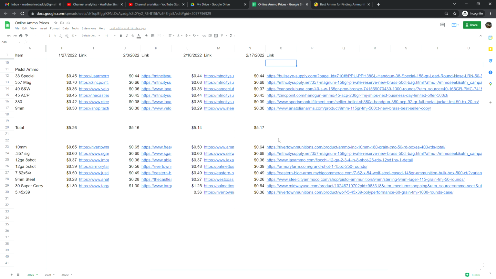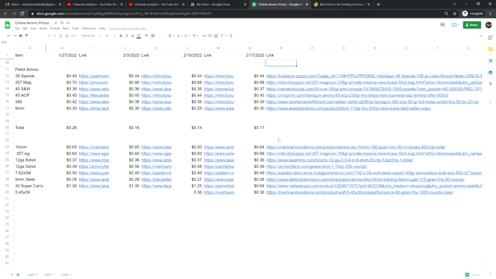10mm is at 64 cents a shot. That is up 14 cents from last week. 357 SIG is at 68 cents a shot. 12 gauge 8 shot is at 36 cents a shot. 12 gauge 5 shot is at 39 cents a shot. And that is a change of 9 cents a shot. And then the 8 shot is 1 cent less than last week.